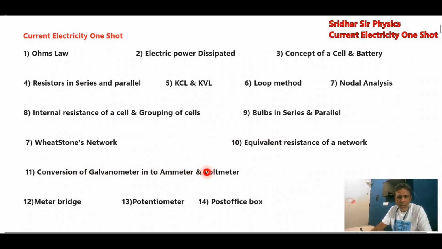Then conversion of galvanometer into ammeter and voltmeter, meter bridge, potentiometer, post office box. One more, temperature coefficient of resistance. So all these things we are going to learn.